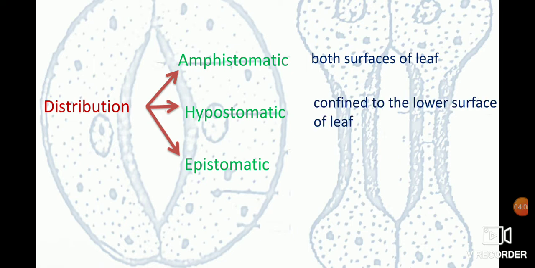Whereas in hypostomatic, the stomata are confined to the lower surface of the leaf. That is, the stomata are present only on the lower epidermis of the leaf. This condition we find in most of the tree species. In epistomatic, the stomata are confined to the upper surface of the leaf. That is, the stomata are present on the upper epidermis of the leaf. So this condition we find mostly in the hydrophytes like Nymphaea.